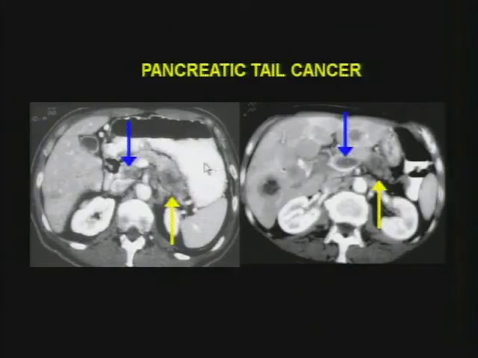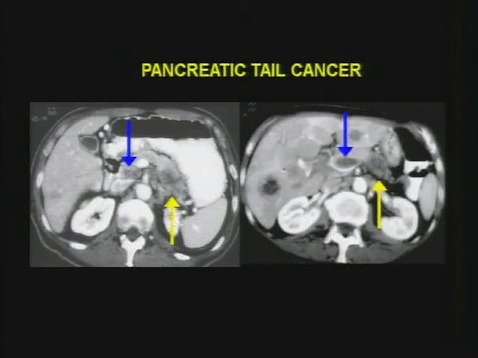Now, pancreatic tail carcinomas, as you know, tend to come to us at a later stage in that it doesn't cause biliary ductal dilatation early on. And again, hypodense mass, these are two different patients in the tail here.